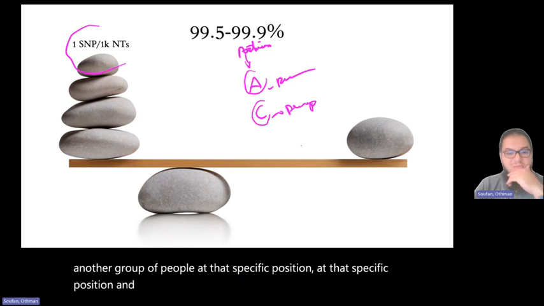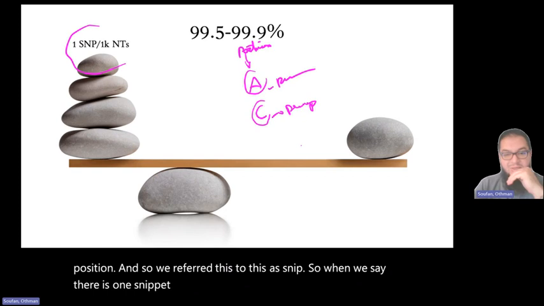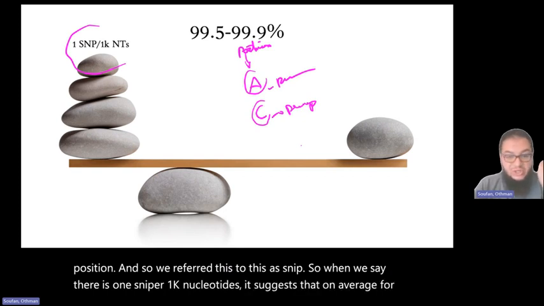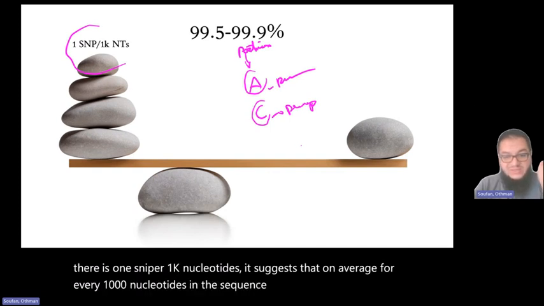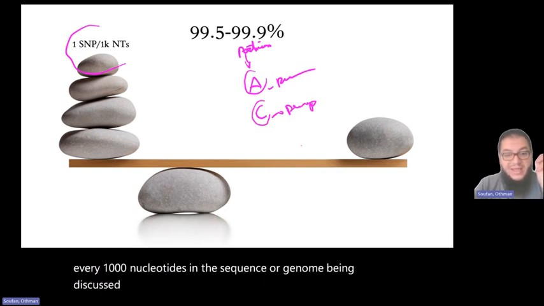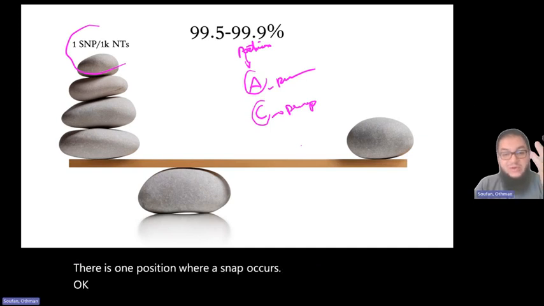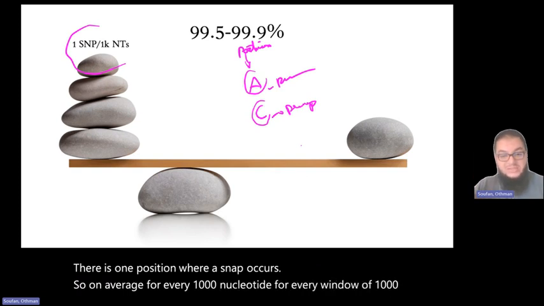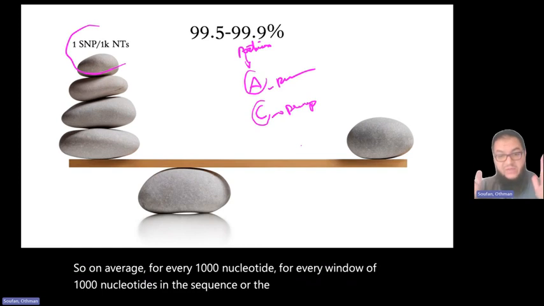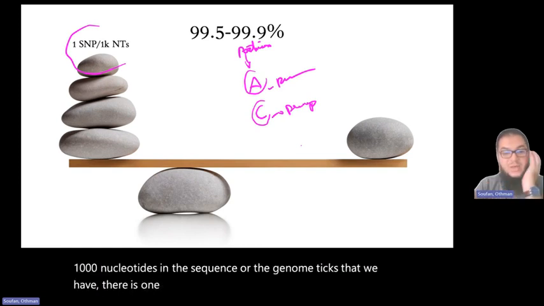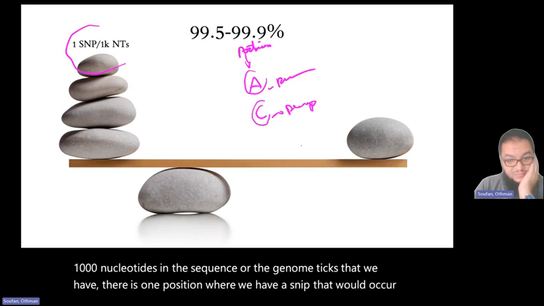And so we refer to this as SNP. When we say there is 1 SNP per 1K nucleotides, it suggests that on average, for every 1,000 nucleotides in the sequence or genome being discussed, there is one position where a SNP occurs, okay? So on average, for every window of 1,000 nucleotides in the sequence or the genome text that we have, there is one position where a SNP would occur, okay, on average.